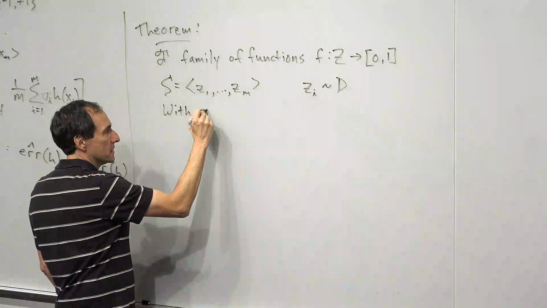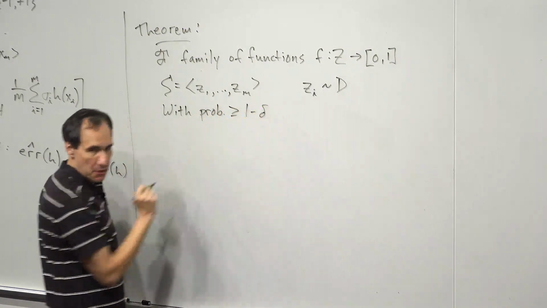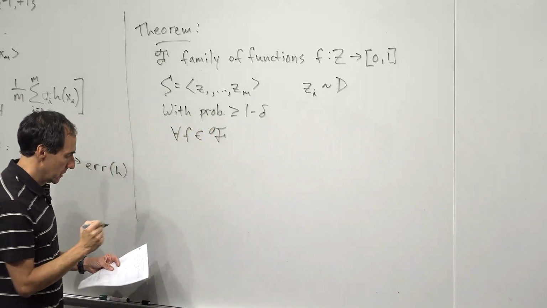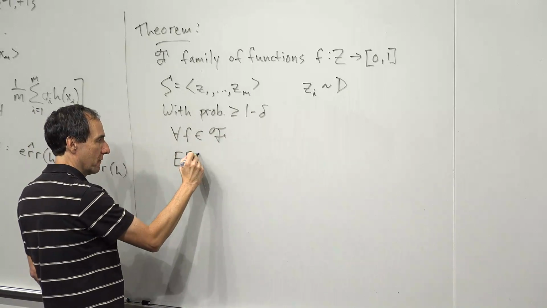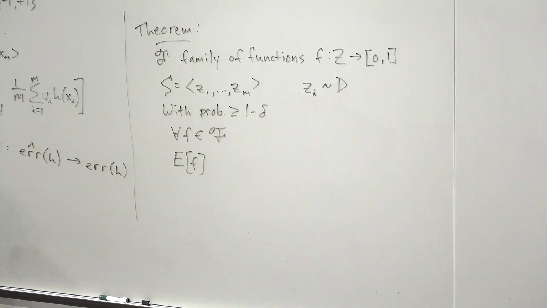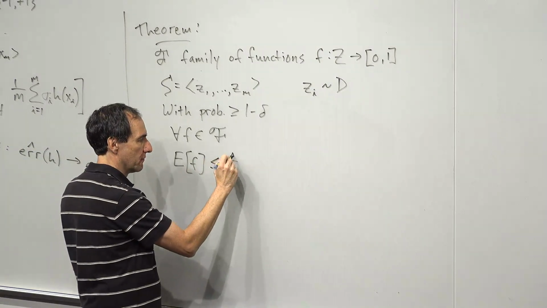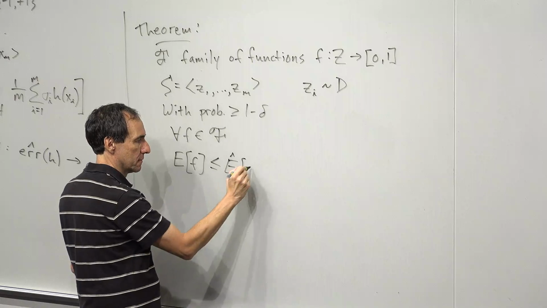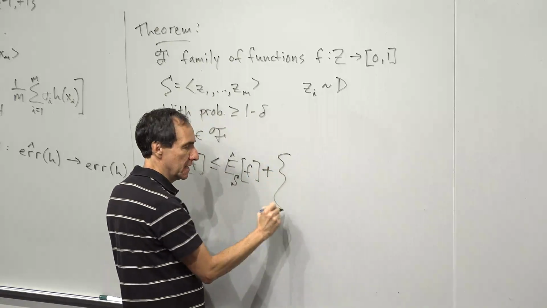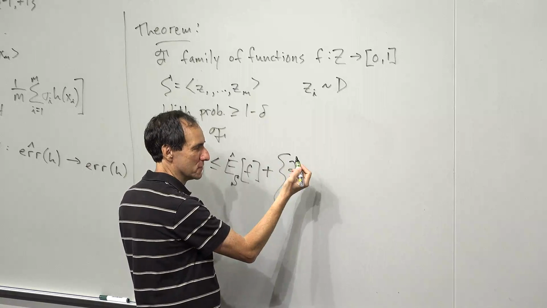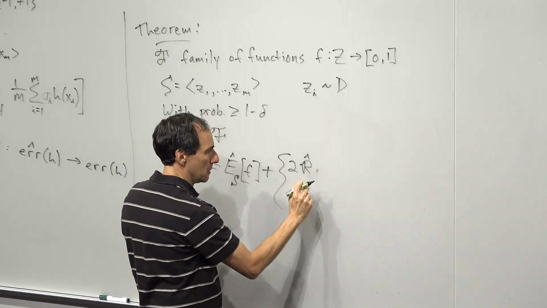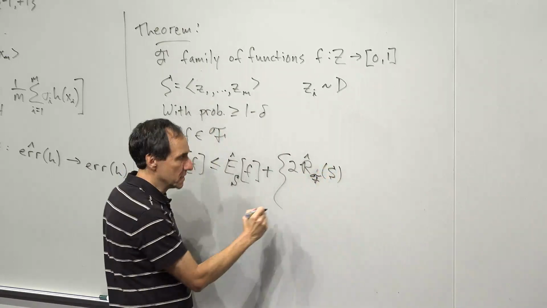And then what we're going to prove is that with probability at least 1 minus delta, for every function in the class, the expected value of f, its true expected value under this distribution D, is at most its empirical average on the sample S, plus, and here we can get bounds using either of those Rademacher complexities with a factor of 2, either the empirical Rademacher complexity or the expected Rademacher complexity.